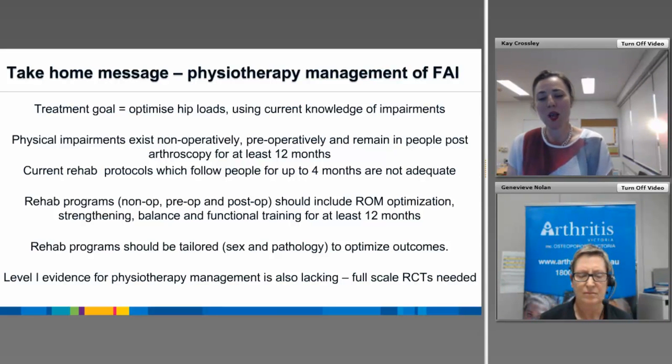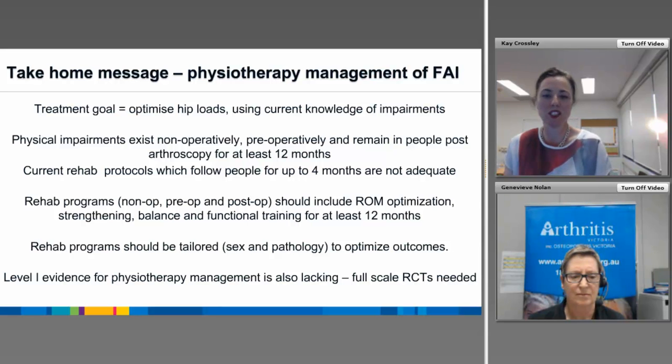But I think what's also important to remember about those tests is that they're really good screening tools, which means that they have a high sensitivity. So that means that a negative test means that you can be fairly confident that the patient doesn't have impingement pathology.